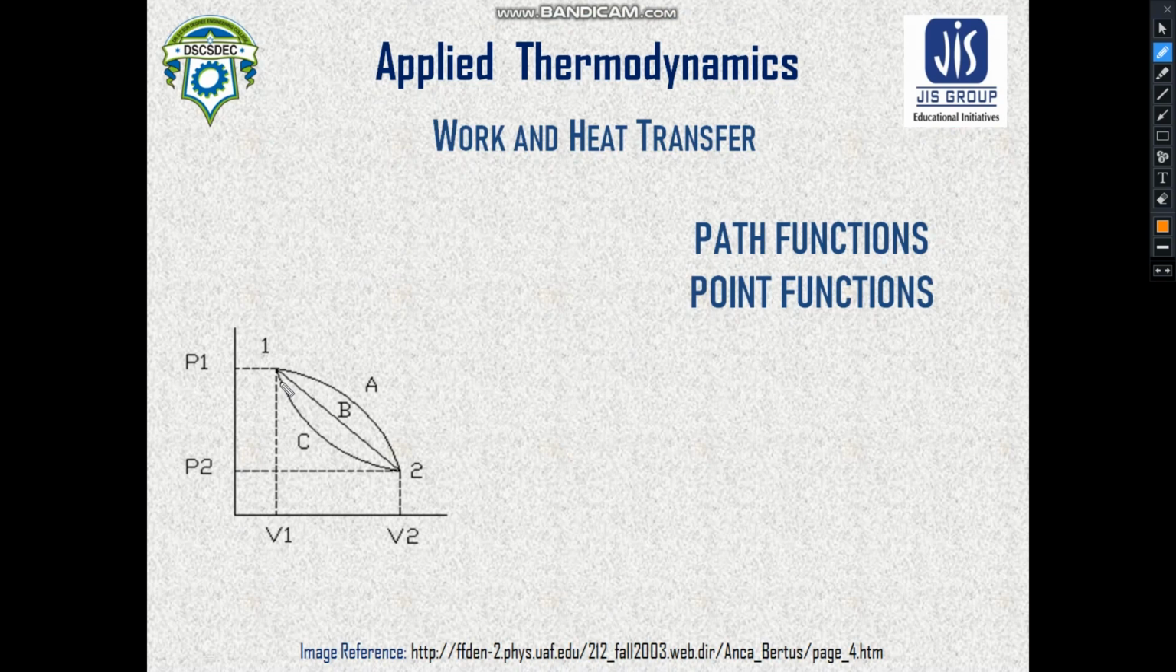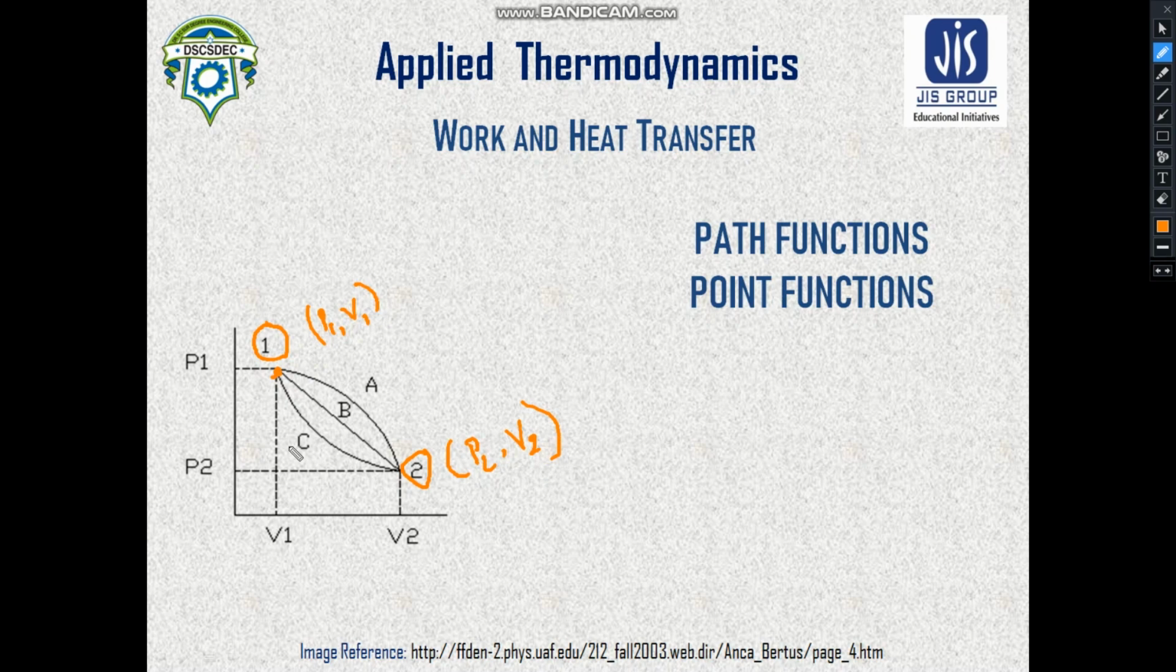So here you can see three different lines. This is an initial state and this is the final state, or this can be otherwise also. Let us assume that the final state is 2 and the initial state is 1. From the thermodynamic coordinates you can easily understand this state refers to pressure P1 and volume V1. Similarly, this state refers to pressure P2 and volume V2.